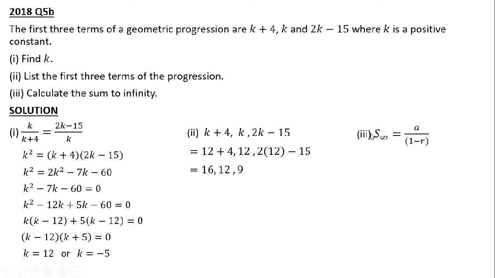Sum to infinity is equal to a divided by 1 minus r. Where there's a, we'll replace a 16. And where there's r, we'll replace a 3 over 4. If you replace a 12 there, 12 plus 4 will give us a 16. 12 divided by 16 is the same as 3 over 4. Simplify 1 minus 3 over 4, you get a 1 over 4. 16 divided by 1 over 4 is the same as 16 times 4. Our sum to infinity is equal to 64.